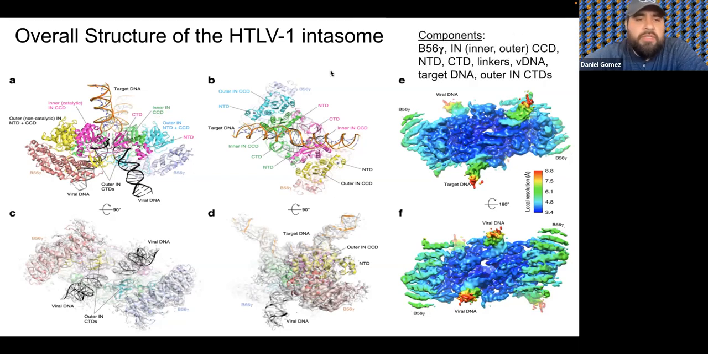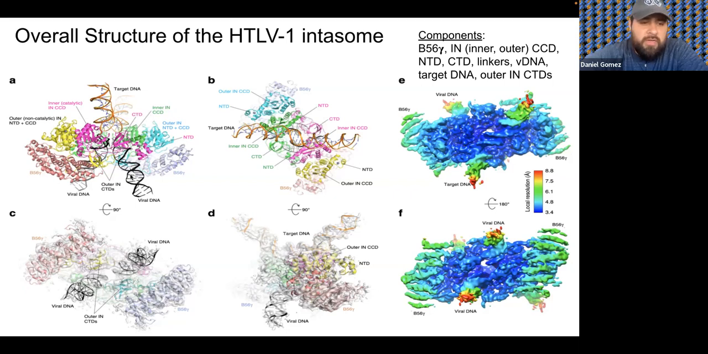Some of the components of this intasome are these integrase, IN, inner and outer. So there's outer integrase with the NTDs, CCDs, as well as outer integrase CTDs. So those are the linkers, right? If there's an NTD and a CCD with integrase, that's a linker. And then you have the B56 gamma on the outside, on both sides, on the outer components. The viral DNA is in black, the target DNA is in orange.